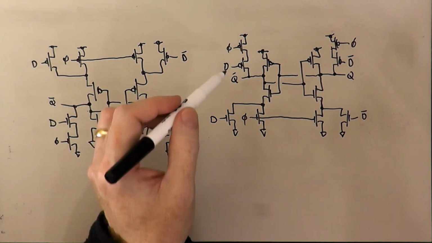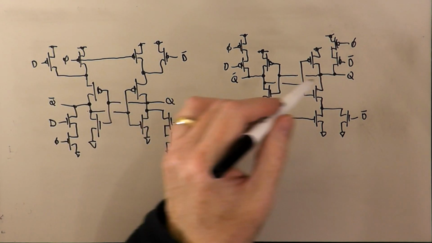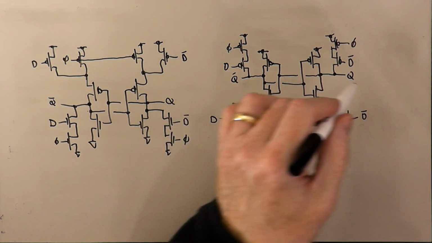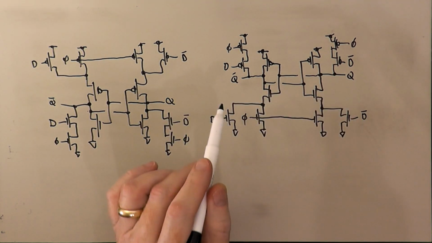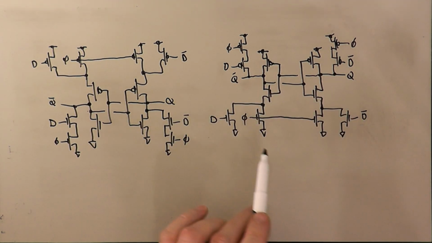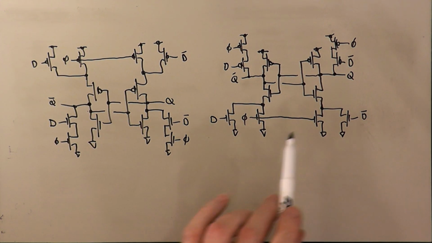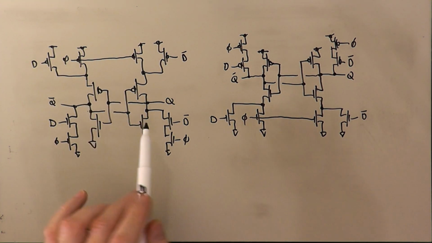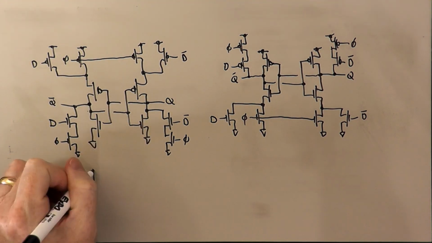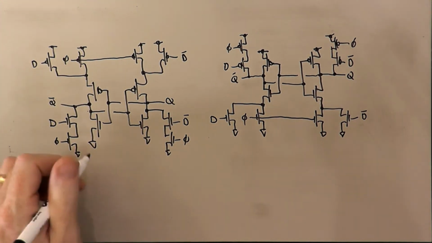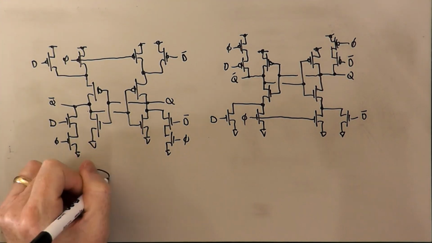And like I said, I could have the D and the D bar switched here, given what I've called Q and Q bar. I forget exactly what it is at this point, but this would be based on the cross-coupled NOR gate version of the RS latch, which we talked about before.